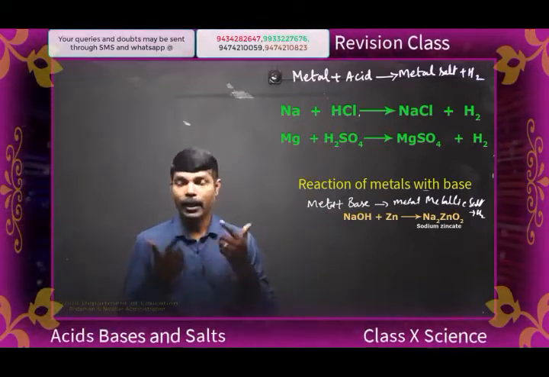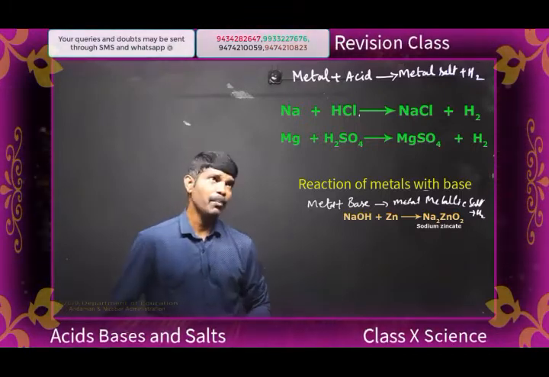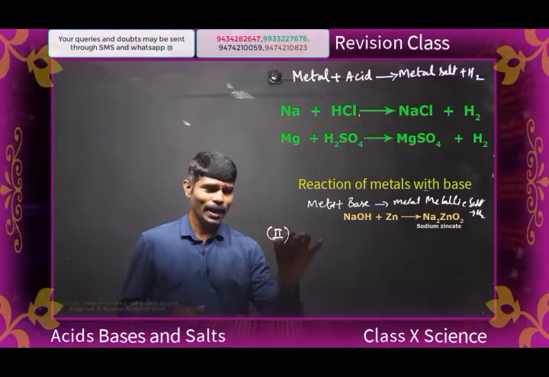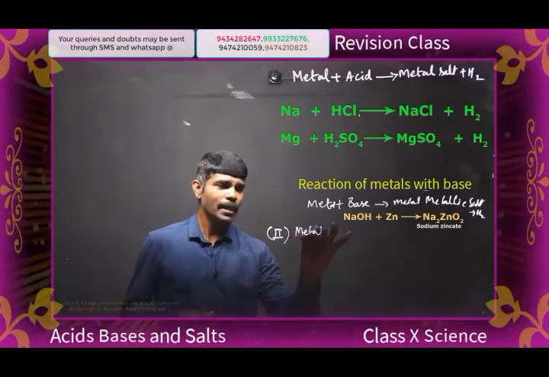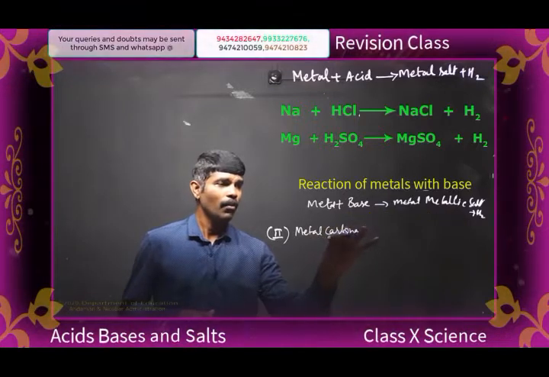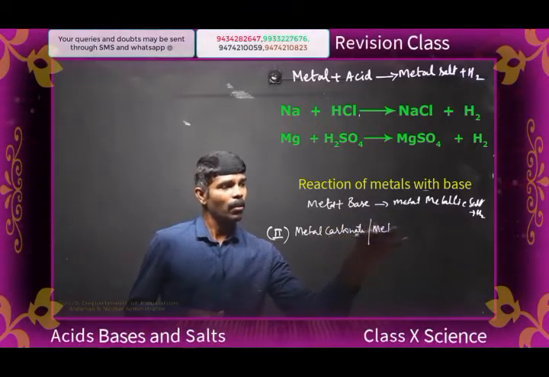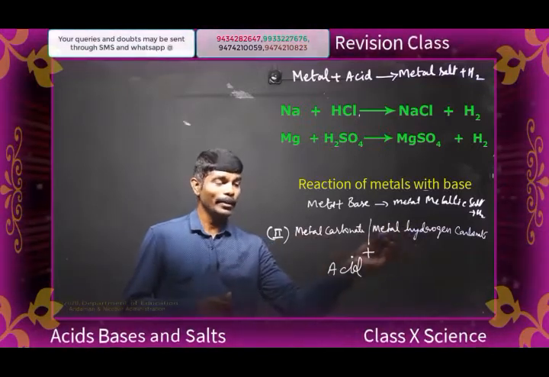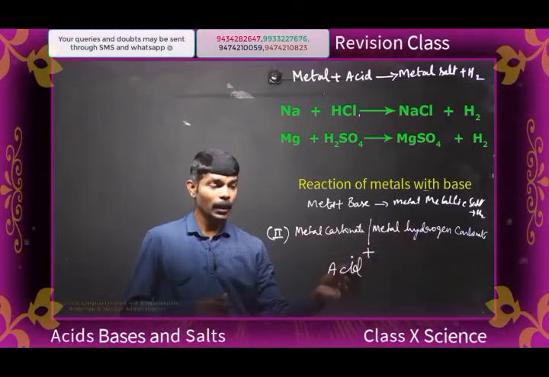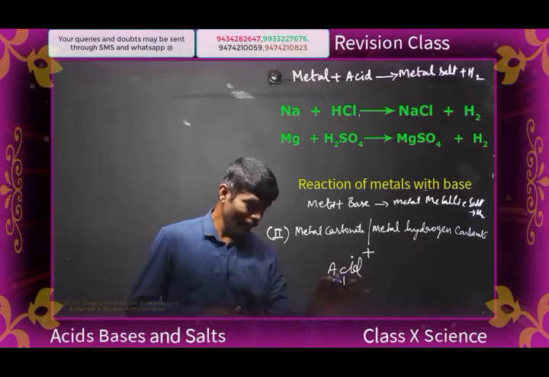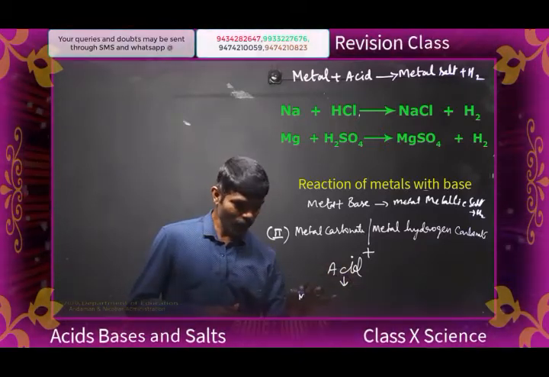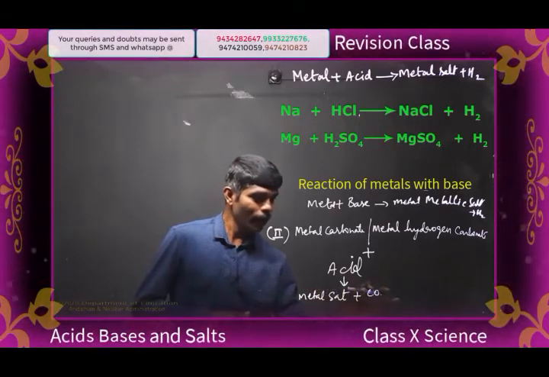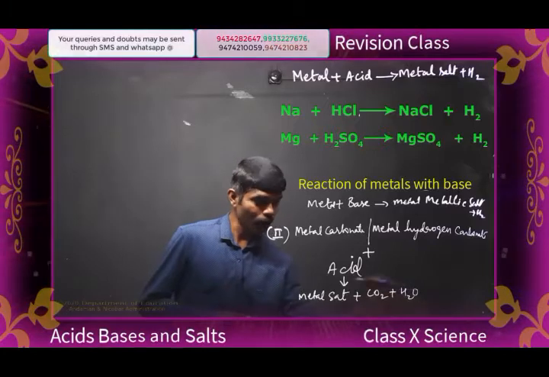Now we see the second chemical property. This is also very important. Let us understand the second chemical property with an example. What happens when metal carbonate or metal hydrogen carbonate reacts with an acid? Then we will get the corresponding metal salt plus carbon dioxide plus water.